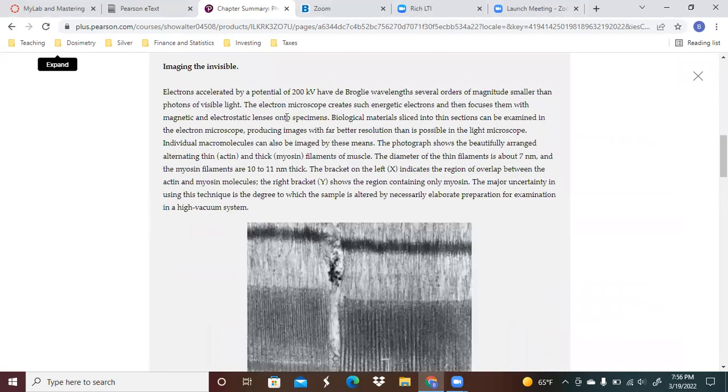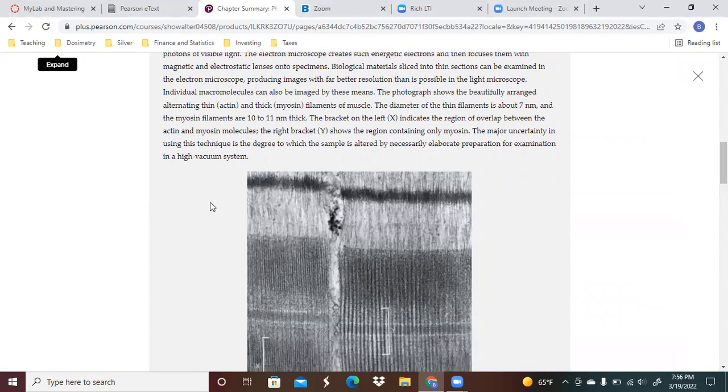Electrons accelerated by a certain potential have de Broglie wavelengths several orders of magnitude smaller than photons of visible light. The electron microscope creates such energetic electrons and then focuses them with magnetic and electrostatic lenses onto specimens. Biologic materials sliced into thin sections can be examined in the electron microscope, producing images with far better resolution than is possible for the light microscope. Individual macromolecules can be imaged by these means.